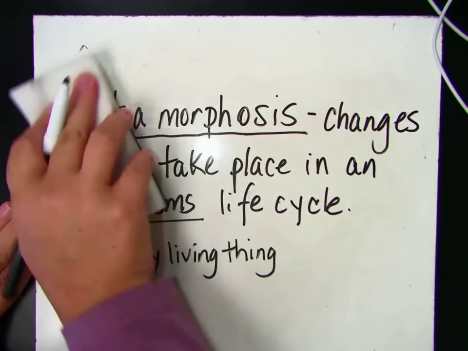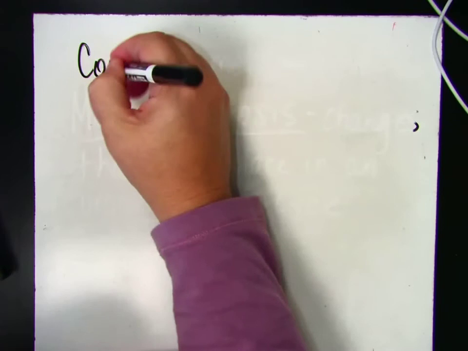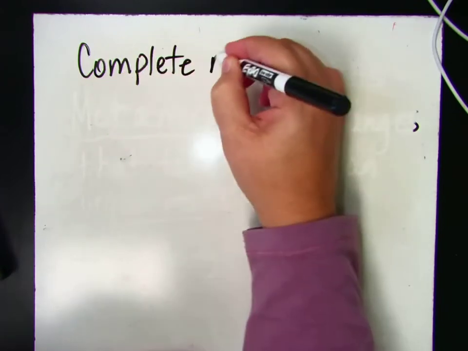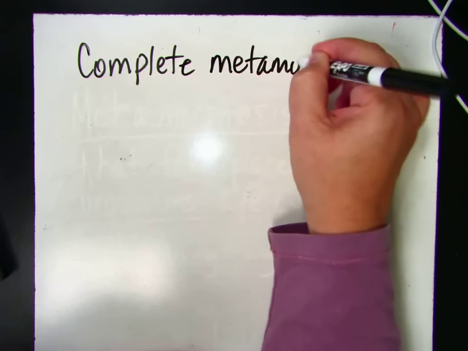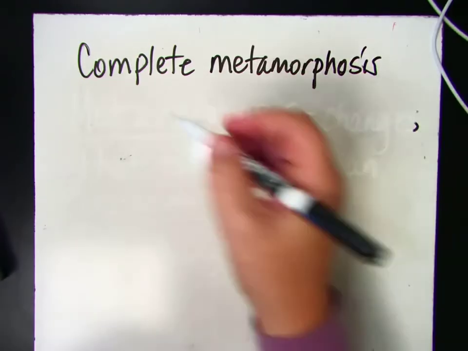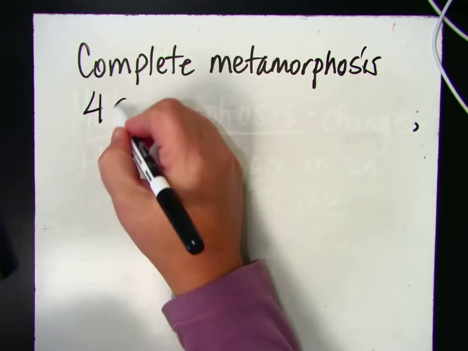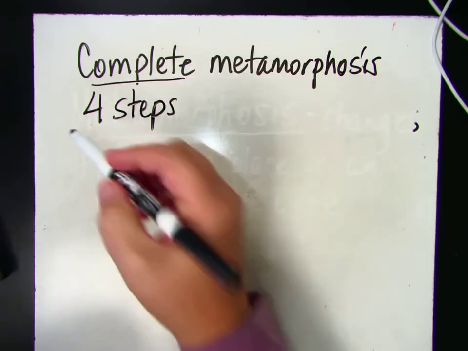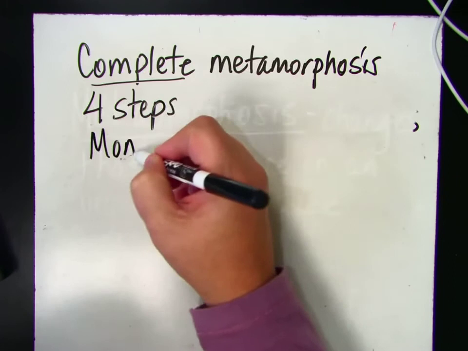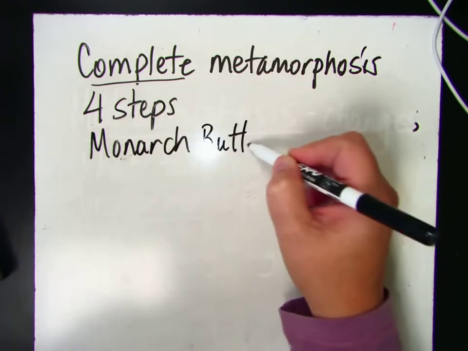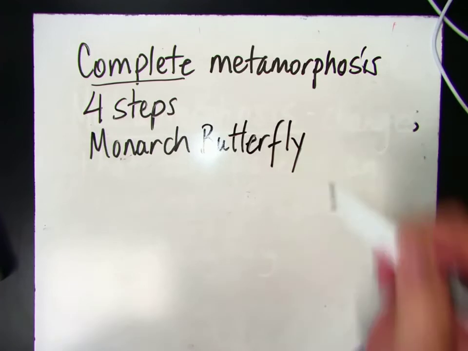And there's two types of metamorphosis. The first type of metamorphosis is called complete metamorphosis. And complete metamorphosis is 4 stages. There's 4 steps. Okay, this is sort of the long version of metamorphosis. And the best example is the monarch butterfly. I like this one because we get to see this happen here at school.